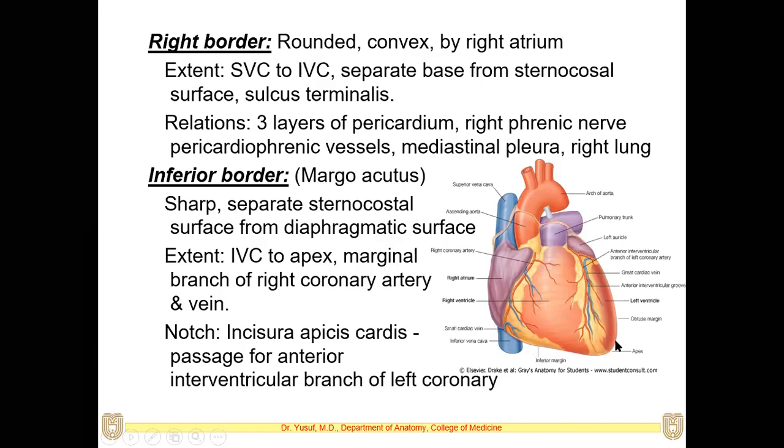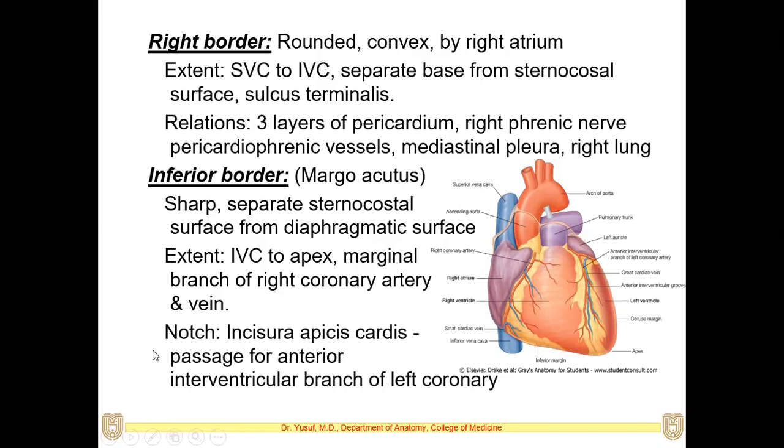Now you can see here, this is the apex of the heart, mainly formed by the left ventricle. Then the marginal branches of the right coronary artery and vein. Where is the right coronary artery? This is the right coronary artery coming here, and the vein will also be there.